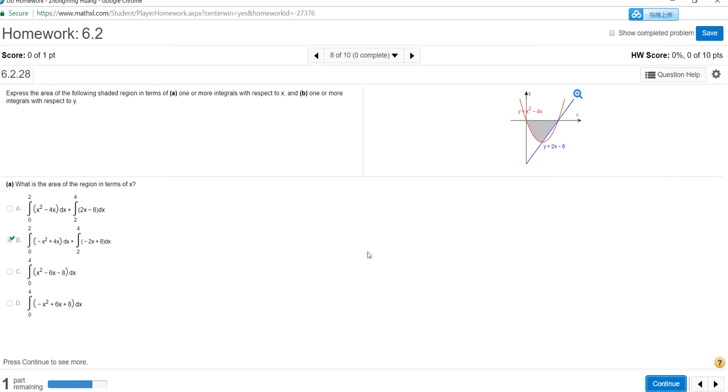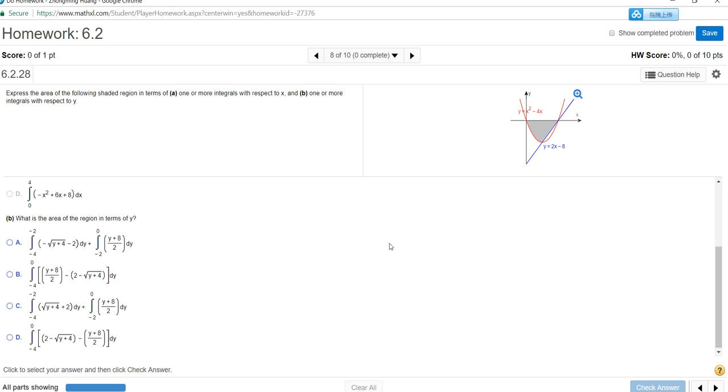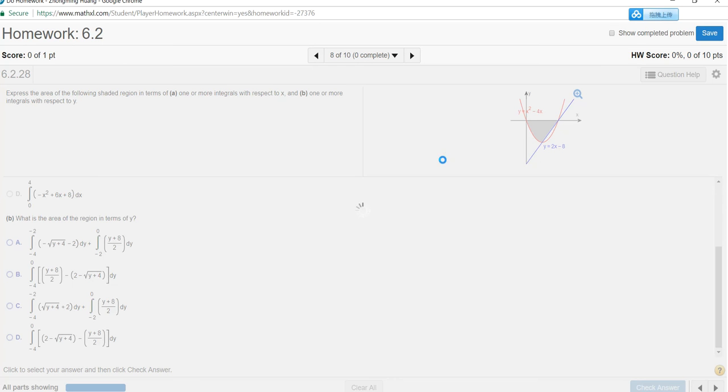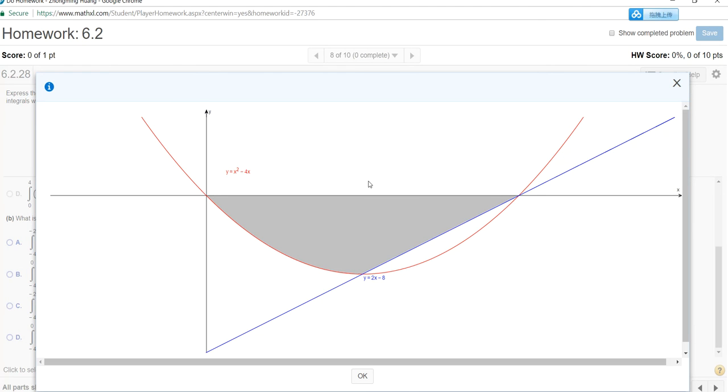Okay, the second part is to integrate with respect to y. Let me load the picture again. Now we already know this point is negative 4. When we draw a horizontal slice, we need to find these two ends in terms of y, right?